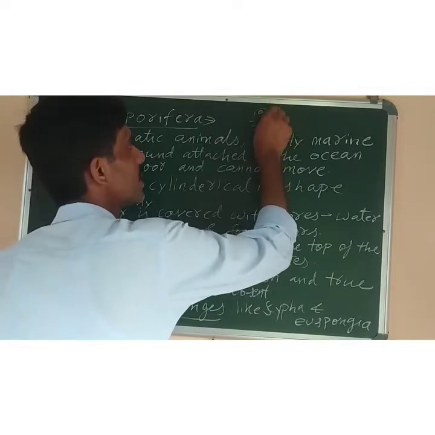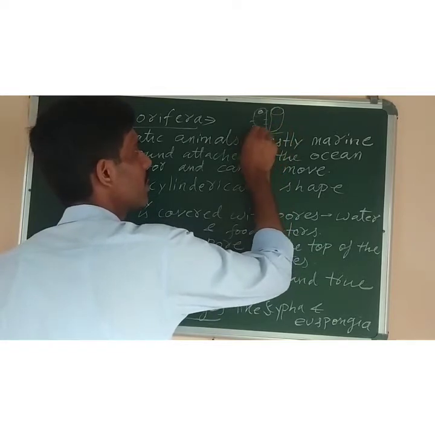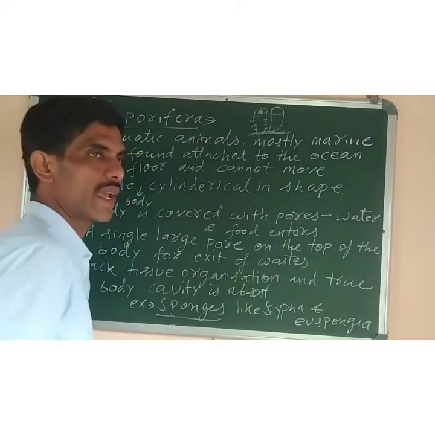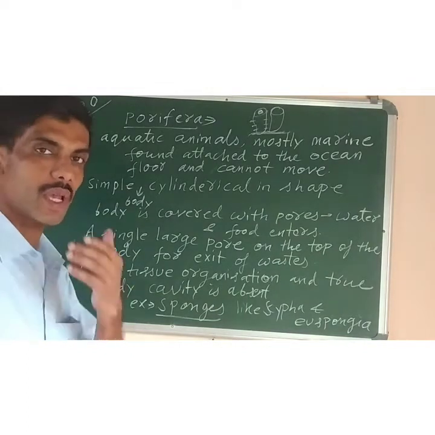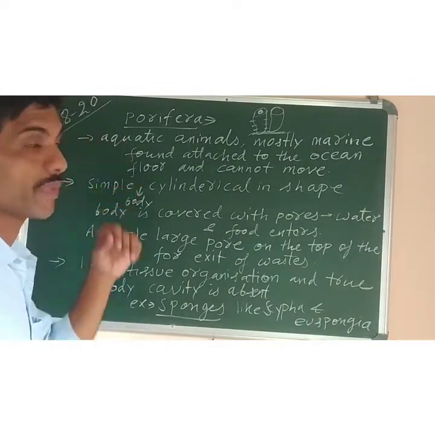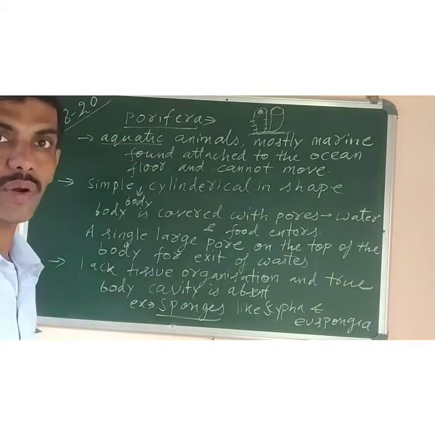Okay, so cylindrical in shape, and they are attached to the bottom of the ocean floor. So they cannot swim from one place to the other. The bath sponge which we use is also a type of Porifera only. So Porifera are aquatic animals, means they are found in water.